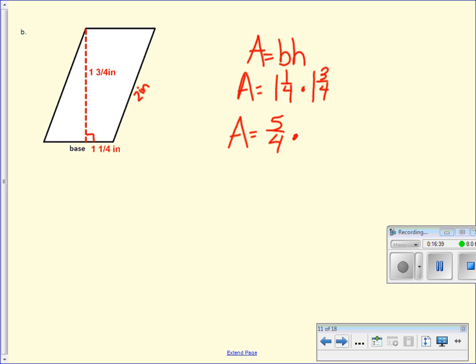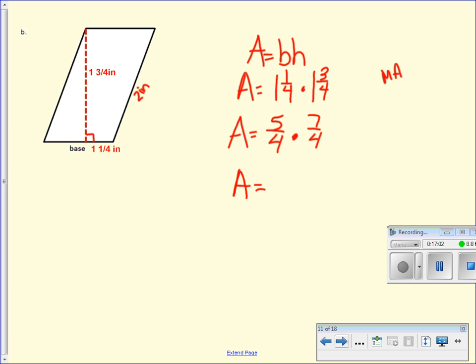So, 4 times 1 is 4, plus 1 is 5. My denominator stays the same. 4 times 1 is 4, plus 3 is 7. My denominator stays the same. I said you multiply, and then you add. What's my next step for multiplying fractions?